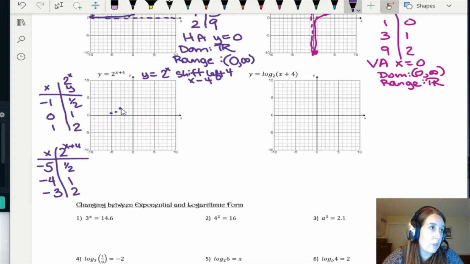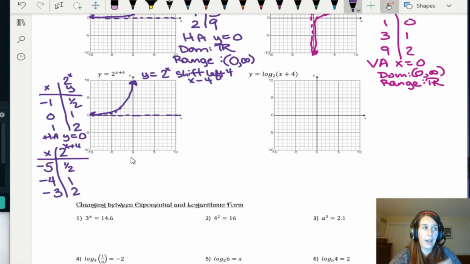Okay, so here, and then up. Okay, and then we know that our horizontal asymptote, I should have written that down, but the horizontal asymptote was y equals 0. And then since it was just a shift to the left, the horizontal asymptote is still y equals 0.